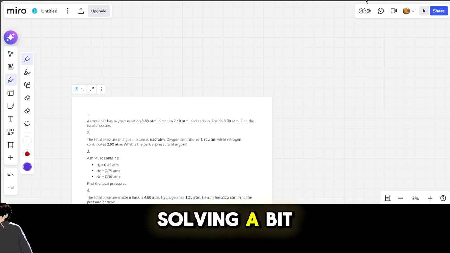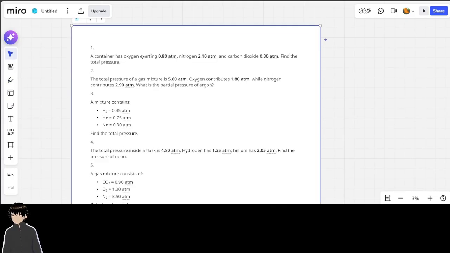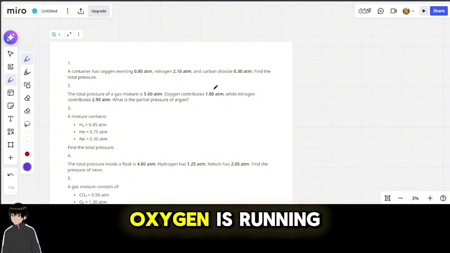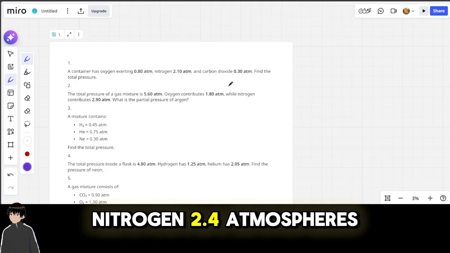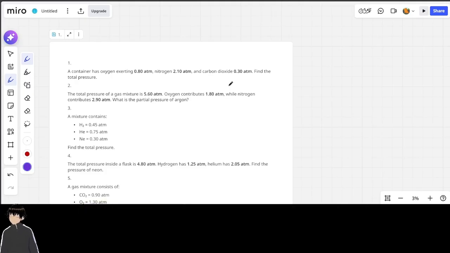So let's just solve a bit of problems. Your container has oxygen at 0.88 atmospheres, nitrogen at 2.10 atmospheres, and carbon dioxide. Find the total pressure. You just have to add everything.